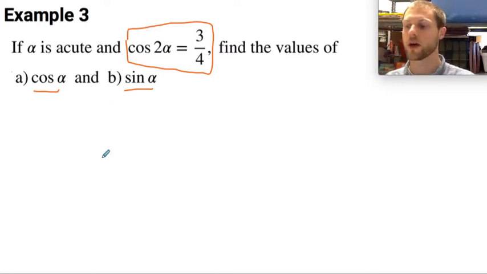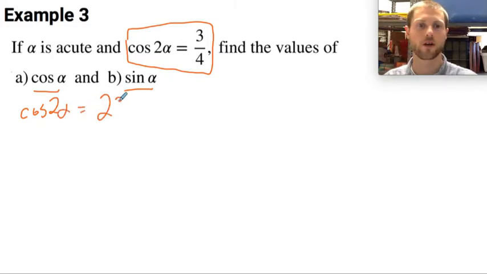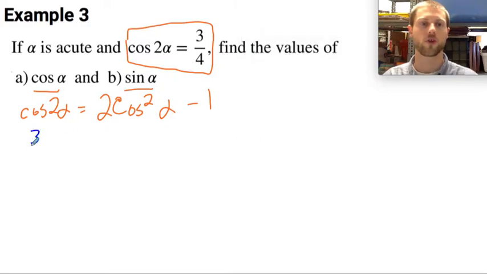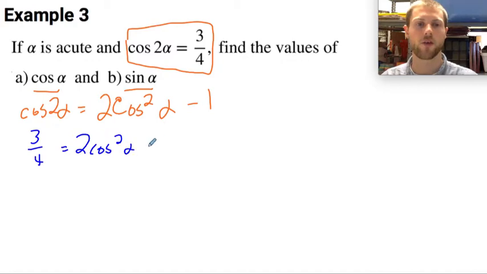So actually, let's pick the identity cosine of 2 alpha equals 2 cosine squared of alpha minus 1. So I'm going to harp on this one because then I could just solve for alpha in here since there's a cosine of alpha in here. So I know that cosine of 2 alpha equals 3/4. So that's going to equal 2 cosine squared of alpha minus 1.